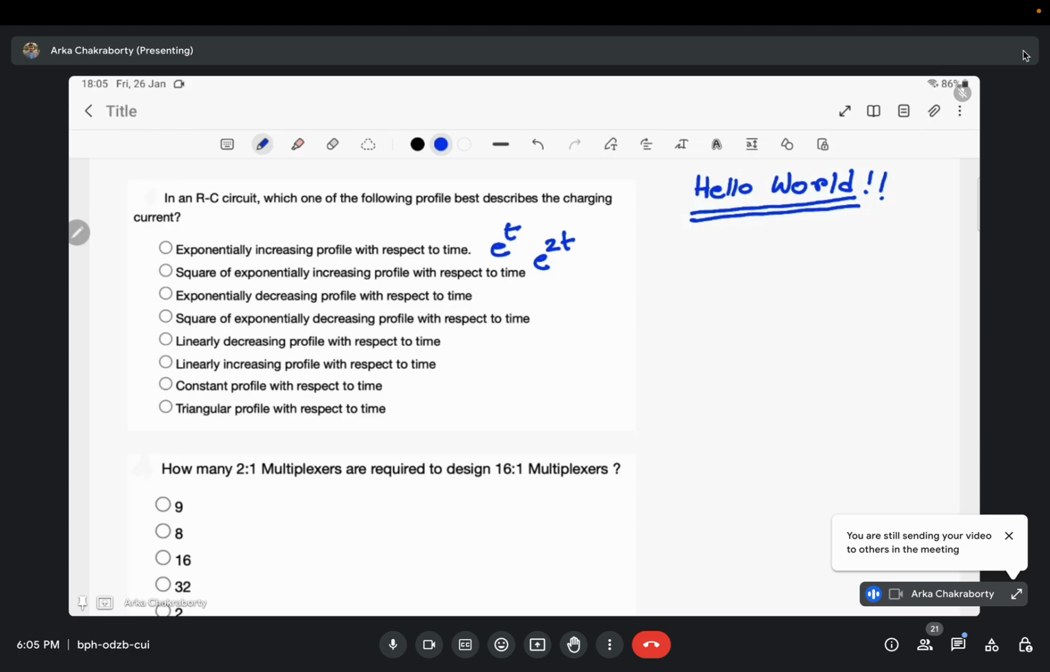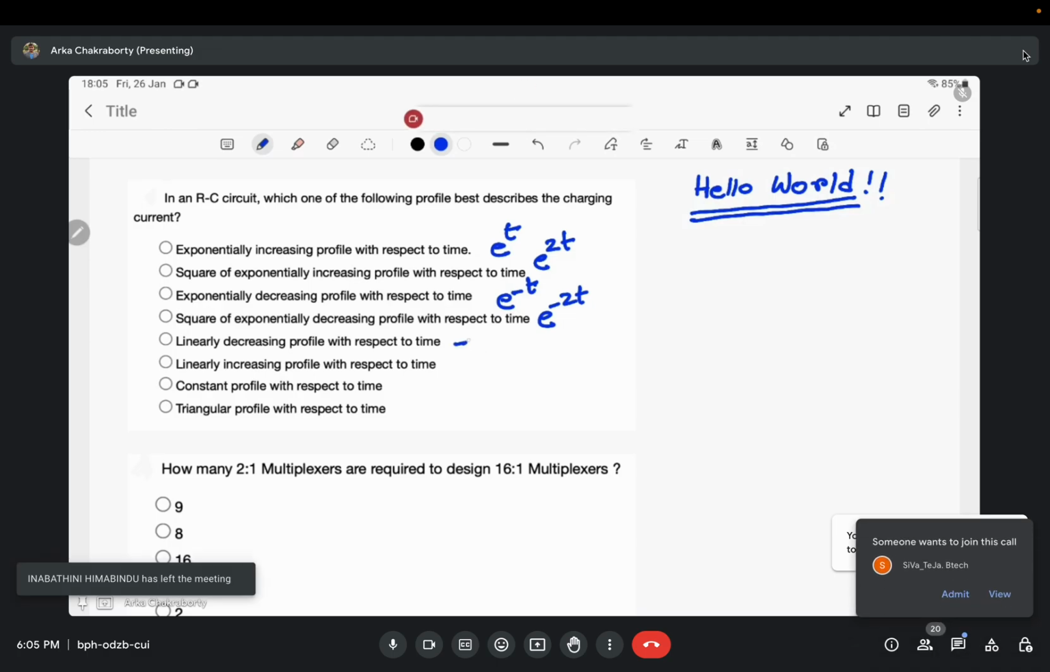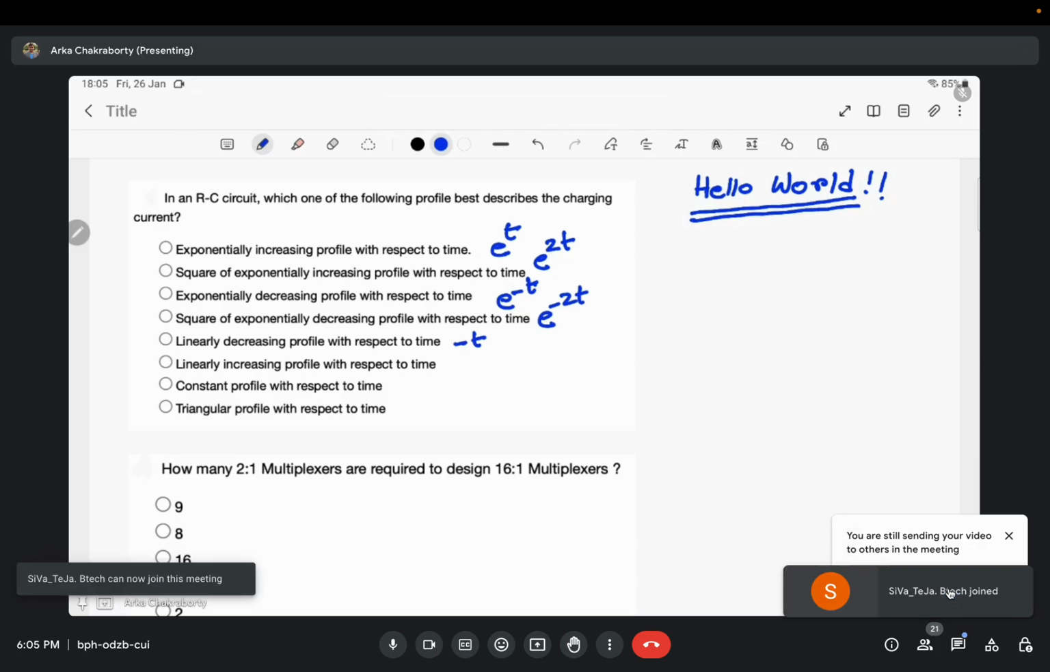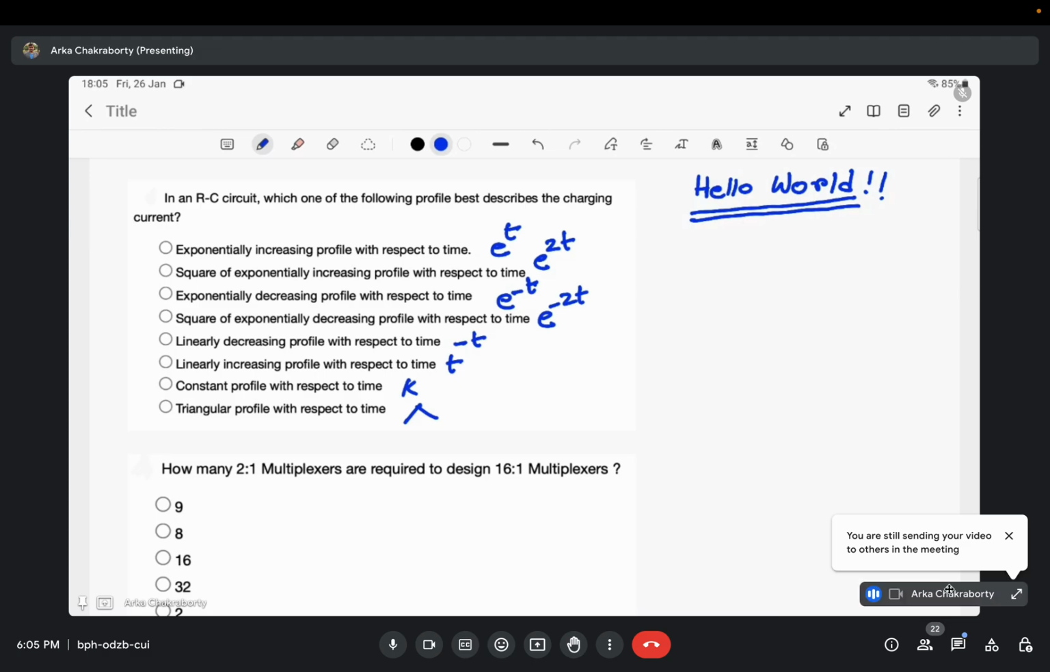Next is an exponentially decreasing profile with respect to time, so e to the power minus t; the square of the exponentially decreasing profile, e to the power minus 2t; a linearly decreasing profile, that is simply minus t; a linearly increasing profile with respect to time; a constant profile, that is some constant k; or a triangular profile. So basically everyone knows it is an exponentially decreasing profile, but let's look deeper at how this exponential decrease with time comes about.